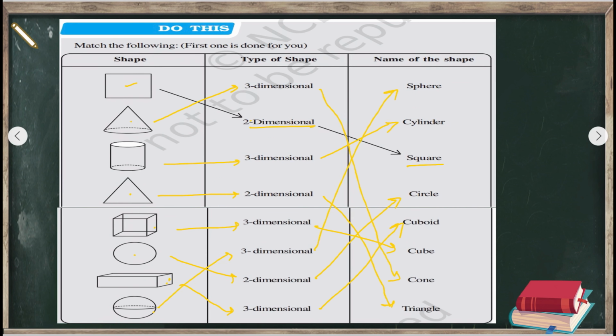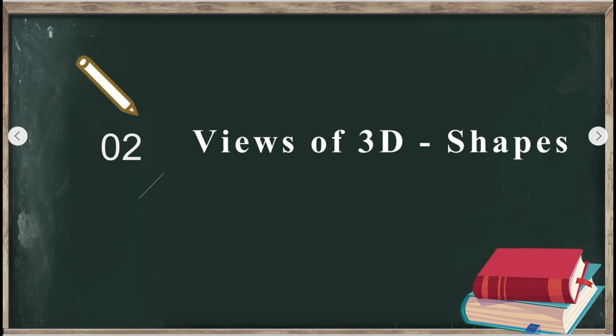That's how you will match the name of the shape with their shape type, that is, whether they are two-dimensional or three-dimensional, and then you join it to their name. So generally we are understanding what are the solid shapes and what are the plane shapes. All the 2D shapes are called plane shapes and all the 3D shapes are called solid shapes. Moving ahead, next topic is views of 3D shapes.